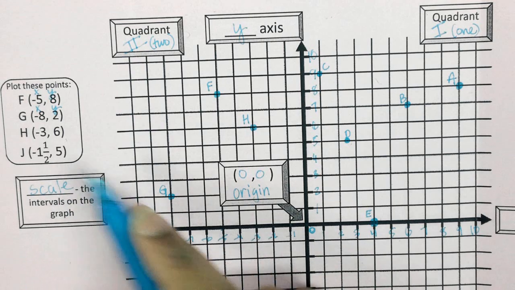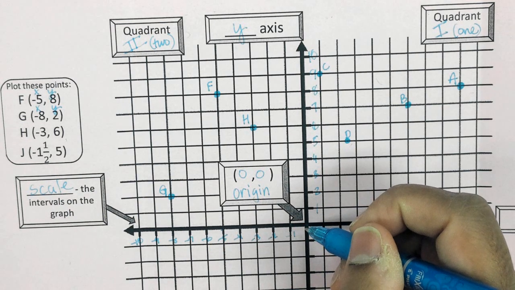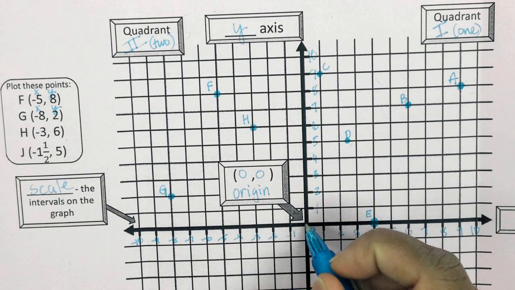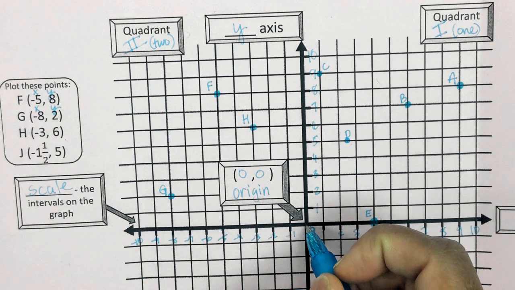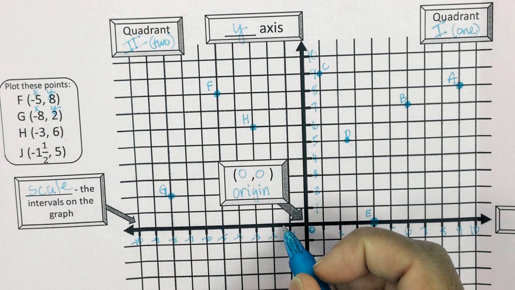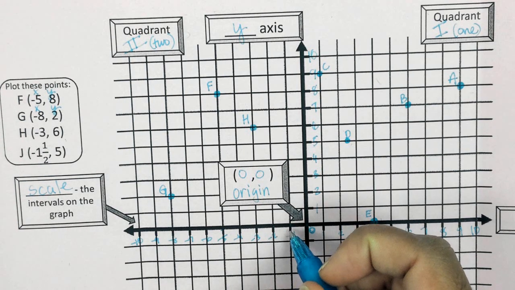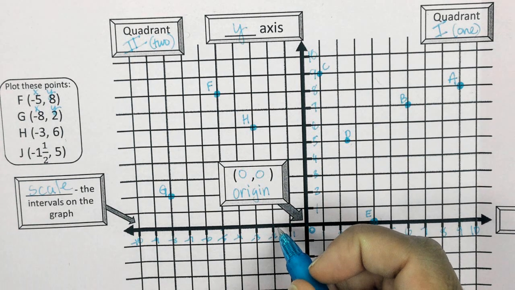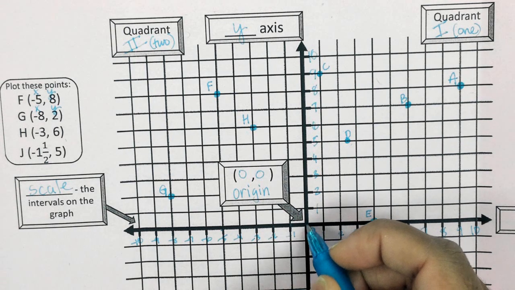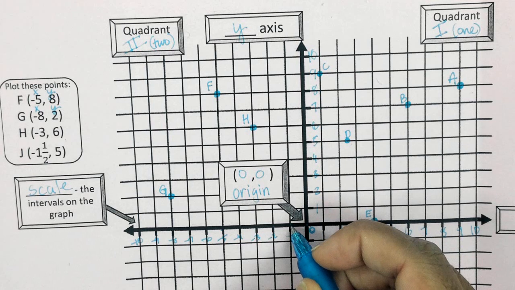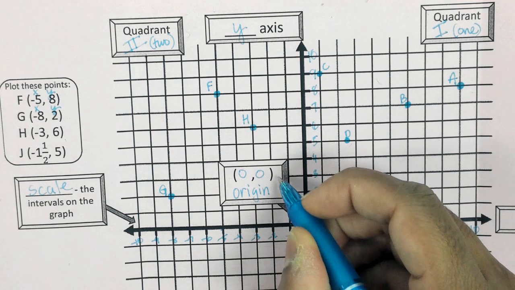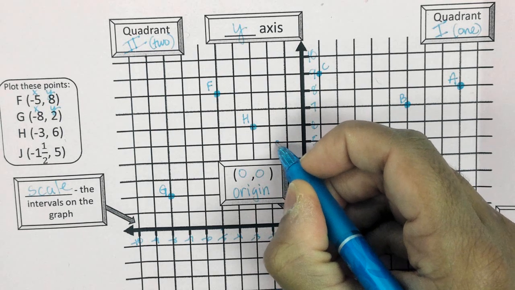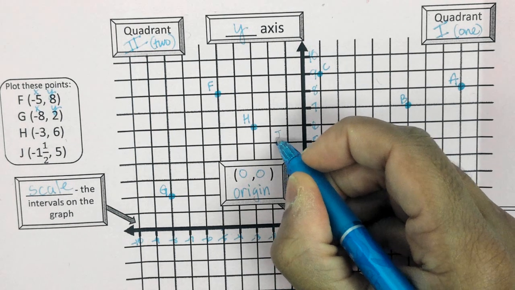Then we have J. J is at negative 1.5 and 5. So I start at 0, start at the origin. Move left or right. It's negative, so move left to 1.5. Remember, negative 1 and 1/2 is between negative 1 and negative 2. It is not between 0 and negative 1. So we start at 0. We go to negative 1 and 1/2. It's in between. We move up to 5. 1, 2, 3, 4, 5. And we plot our point, J.